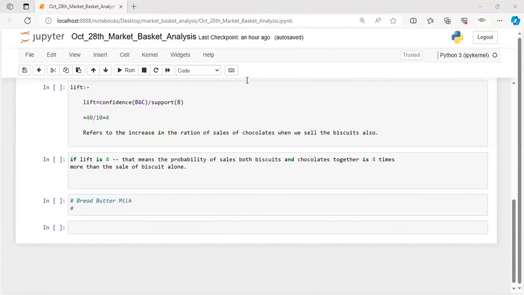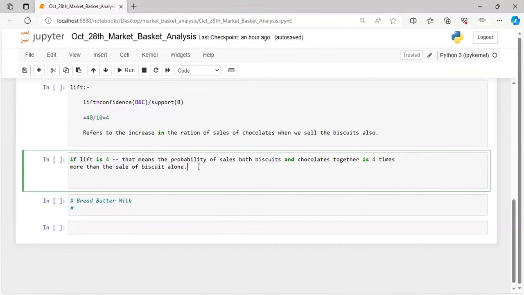Yes, is it clear? Okay, sir. When you see the data set, when we work on it, it will be more clear, don't worry.